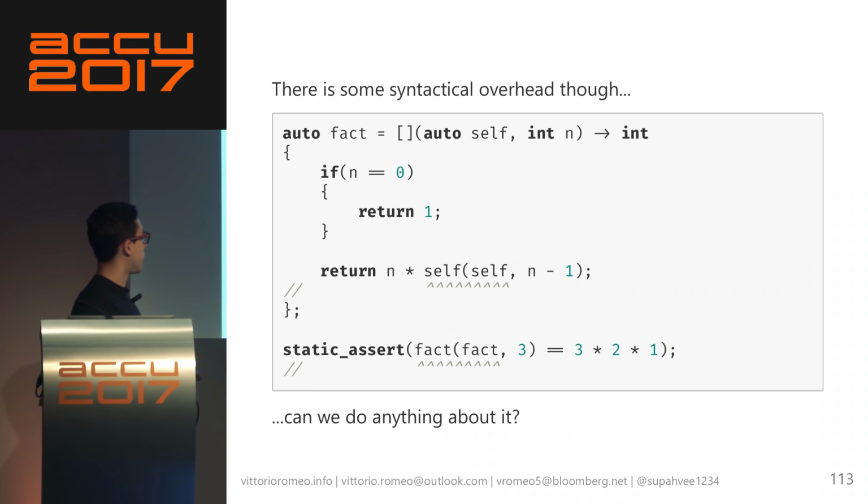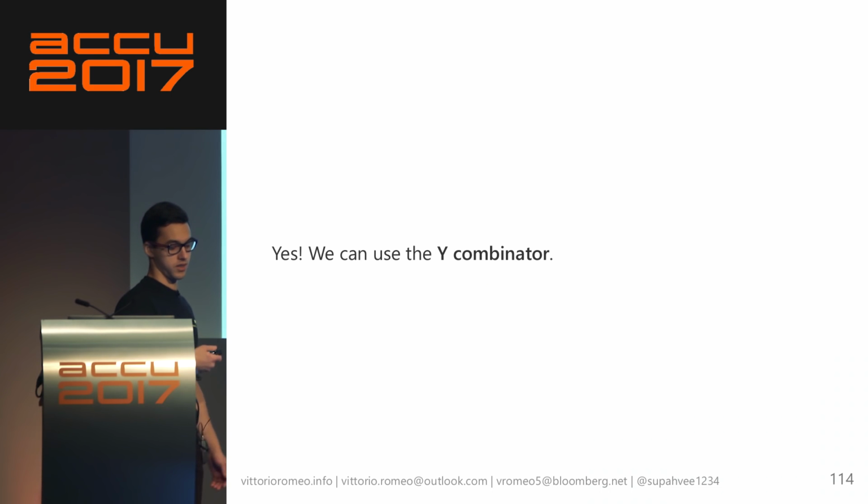And great, it works, but I have to repeat myself like 4 times. I have to say self of self, fact of fact, which is very annoying. I honestly don't mind much about this because it's hidden in the implementation of the lambda, but we also force the user to repeat the name of the lambda twice on the call side. And that's really bad because you don't want to force the user to have repetition in the code base. So can we do anything about it?